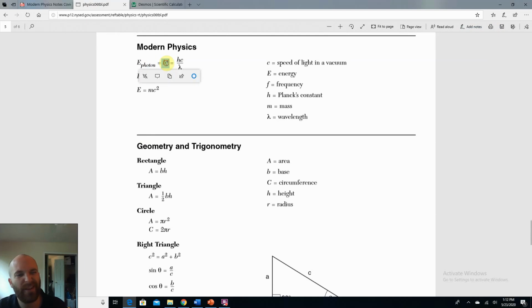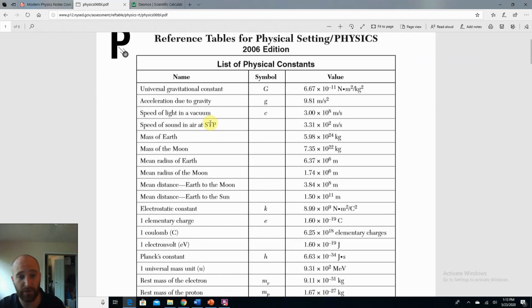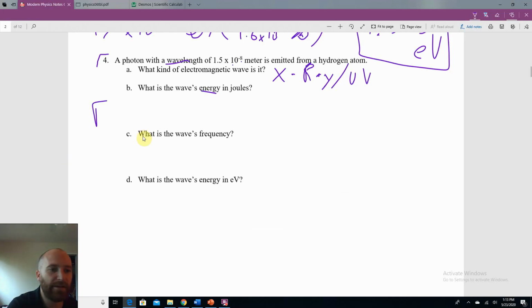Alright, hf seems like a good idea, but I don't think we know the frequency, so this won't work. But maybe this hc over lambda would work. See how that lambda means wavelength? h means Planck's constant, that's a constant, so we know that value. And c means the speed of light in a vacuum, which hopefully you remember from our electromagnetic waves unit is also a constant right here, 3 times 10 to the 8th meters per second. So we can plug all that in, and I think we'll be okay. It's just kind of annoying to write out, but it's not the end of the world.